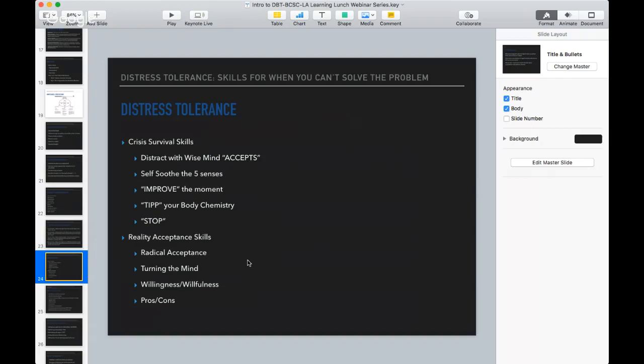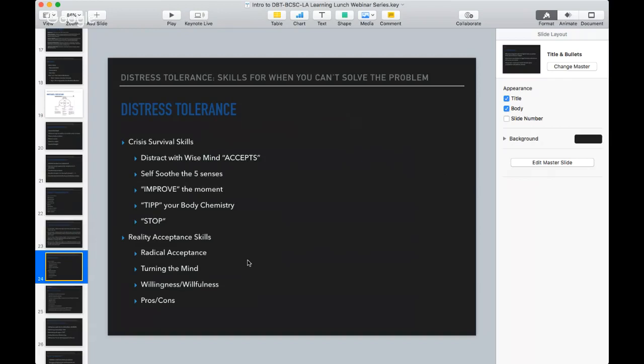Improve the moment are all skills where the idea is just to make the present moment more tolerable. So when you can't solve a problem, just make what's going on right in this moment more tolerable. I, for example, stands for imagery, doing a visualization of going someplace safe just for the moment to get yourself out of the crisis you're in currently. R, for example, stands for relaxation.